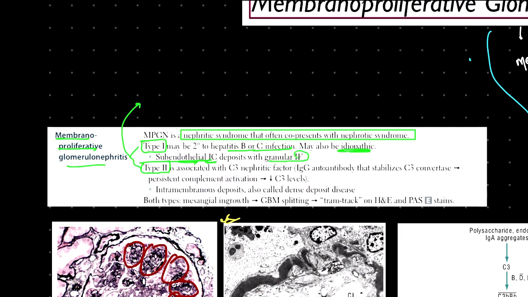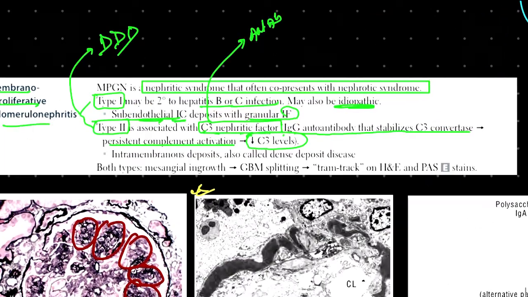Talking about type 2, here it is mainly talking about triple D. It is associated with C3 nephritic factor. What is this C3 nephritic factor? It is an autoantibody. If you remember, it is an IgG autoantibody that stabilizes C3 convertase, causing persistent complement activation. It is causing a reduction in C3 level. Yes, we talked about this.